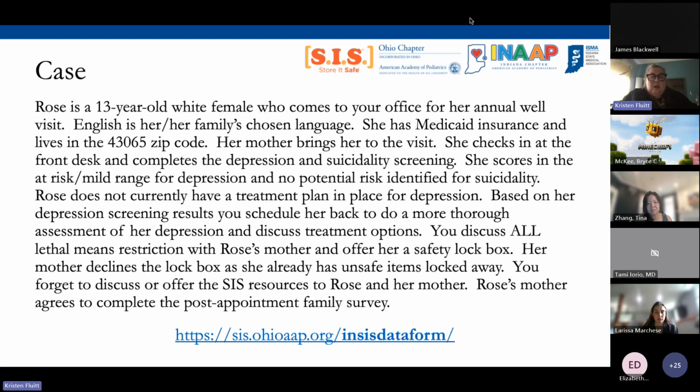You discuss all lethal means restriction with Rose's mother and offer her a safety lockbox. Her mother declines the lockbox as she already has unsafe items locked away. You do forget to discuss or offer the safe storage resources to Rose and her mother. Rose's mother agrees to complete the post-appointment family survey.